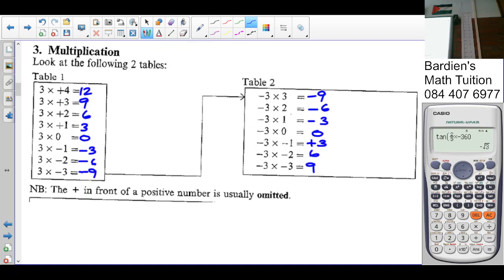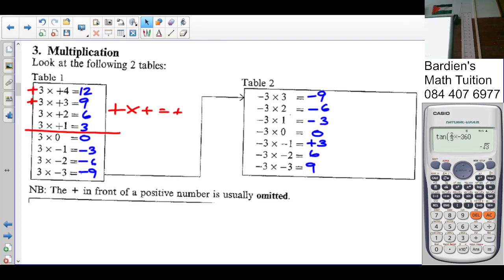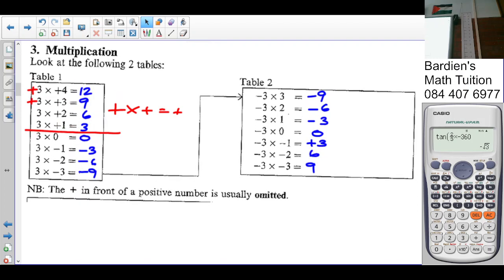Okay. So it is very important to note that if a positive sign is in front of a positive number, it is usually omitted, or left out. Omitted means left out. So if you look here, this number is positive. So what you should note at this point is that a positive number times a positive number will always be positive. If you say your 0 is also positive, then that would form part of that. But your 0 is most neutral, as you know.